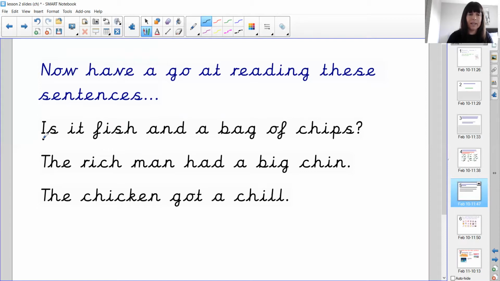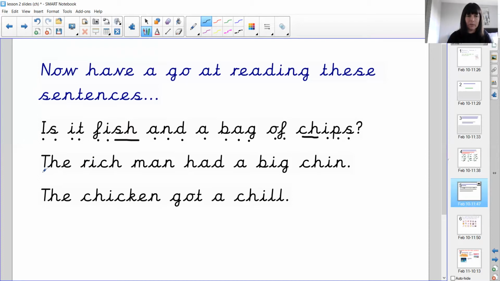Are we ready? It, is, it, fish, and, bag, of, chips. Is it a fish and a bag of chips? Oh, I'd hope so. That would be a nice dinner, wouldn't it? Is it a fish and a bag of chips?